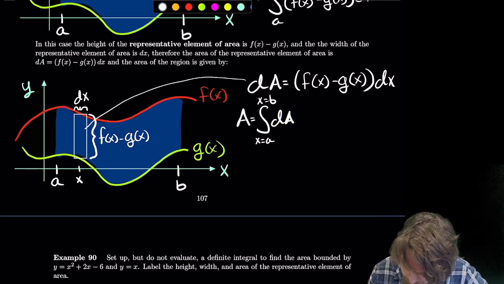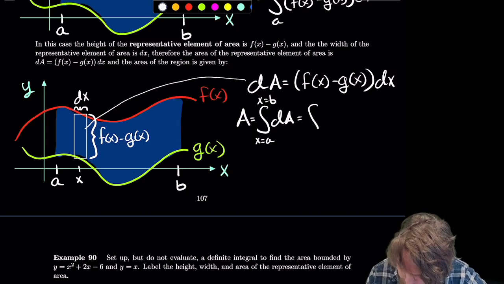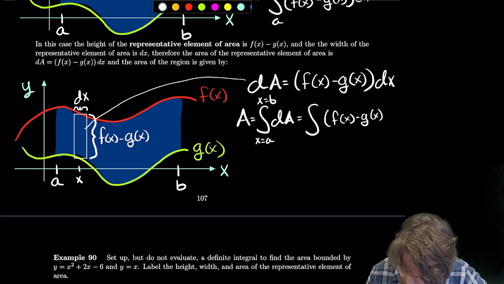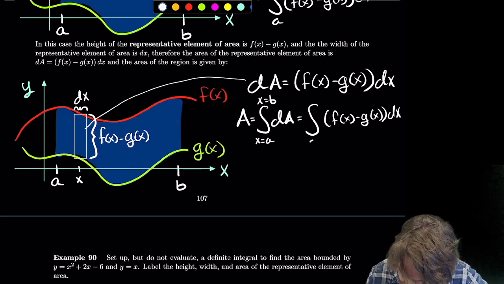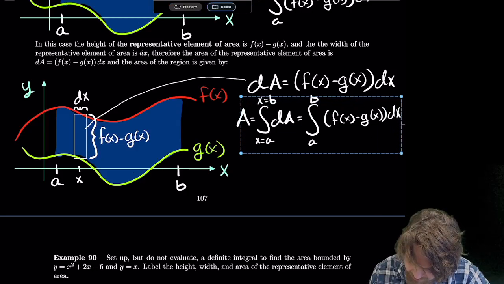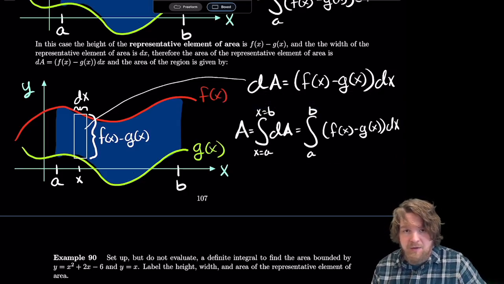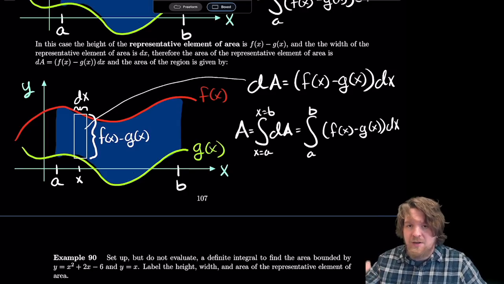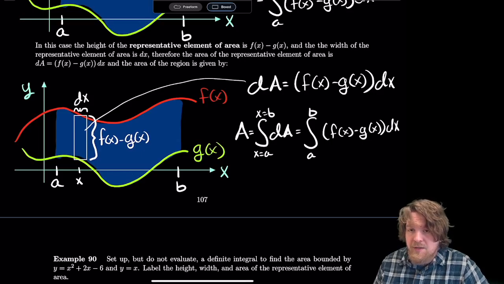However, when we integrate this representative element of area, now it makes a lot of sense to say we're just taking the height, f of x minus g of x, multiplying it by the width, dx, and we're adding all of these areas, starting at x equals a and going up to x equals b. And what you'll notice is we end up with exactly the same formula that we got up above. So the formula that we got from thinking about the area that we want to remove or the extra area that we want to add, we can do that, or we can take this approach where we use the representative element of area.